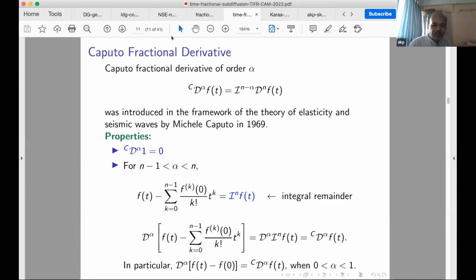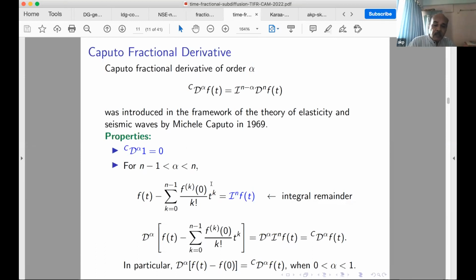Physical interpretation, somebody asked: it is non-local in character. So we can say things only about the non-local in character. So the physical interpretation is that when there is something with memory, it will represent that.